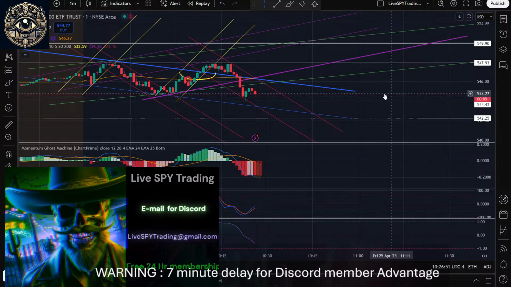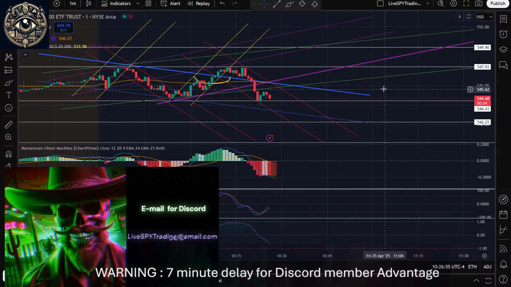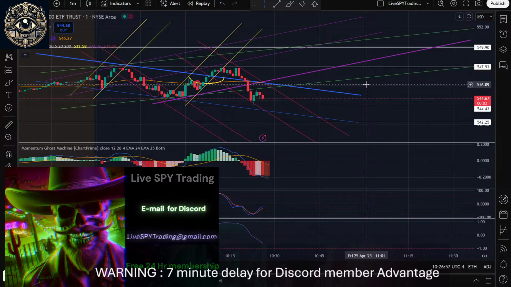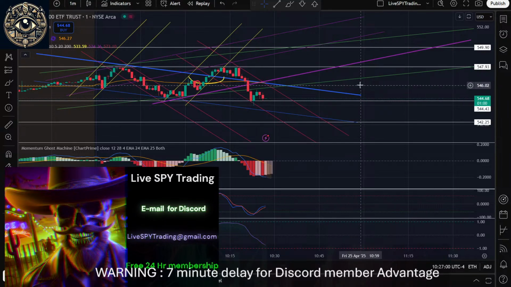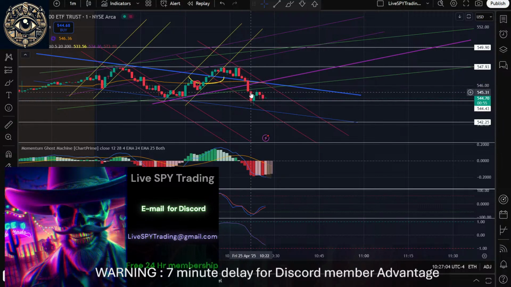Heavy resistance or support at 544.43. So just to clarify, if there's any gosh darn sticklers out there, when I say resistance in any direction, I mean resistance from the direction we're currently going in.